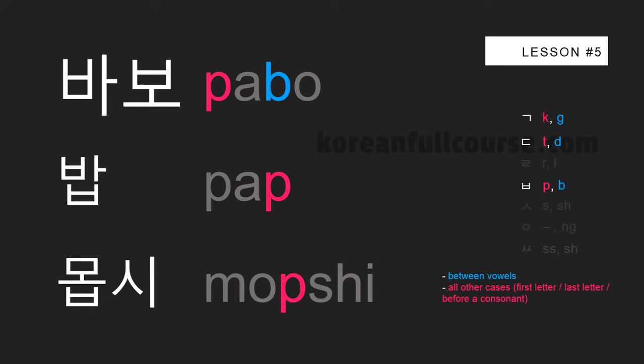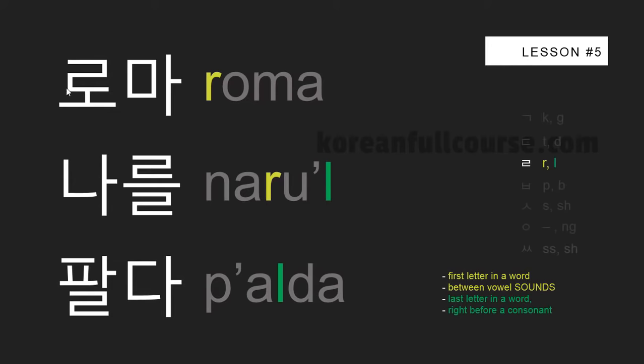When ryul is a first letter in a word or placed between vowels, it should be read as soft r, not like in Spanish, Russian, or Arabic. And when it's the last letter in a word or placed right before a consonant, it should be read as l. Some people, especially native speakers, may argue that ryul produces just one sound, which is something closer to l. If it was true, then this word should have been pronounced as nalul, which is wrong pronunciation. First and second ryul produce two different sounds.